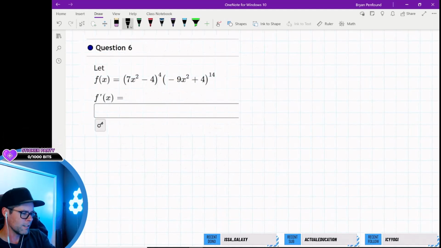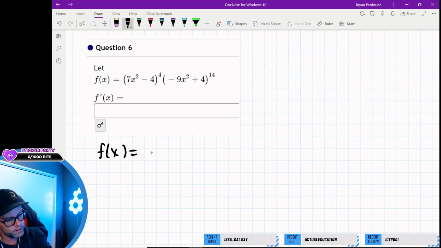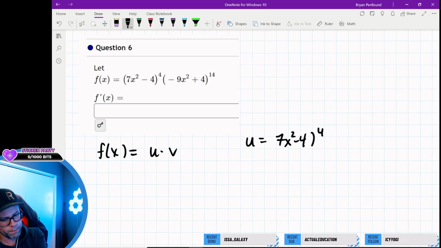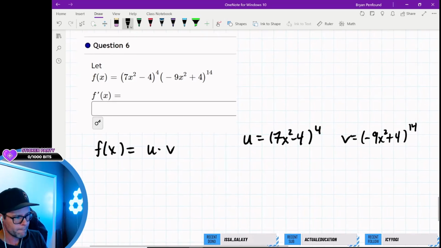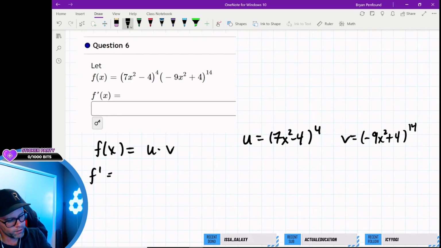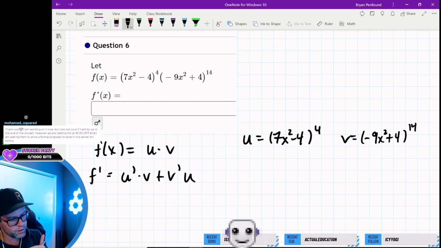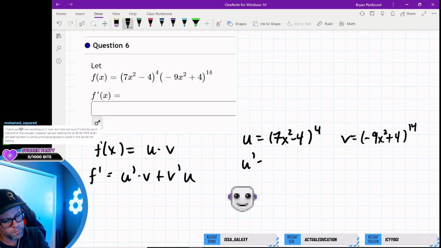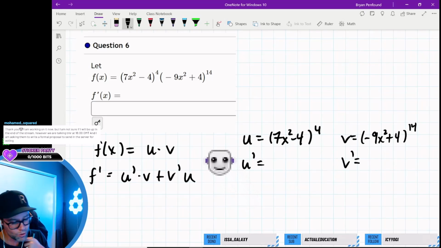Is there an easy way to deal with this? Man, we could probably say that this is like u times v, where u is equal to 7x squared minus 4, and v is equal to negative 9x squared plus 4 to the 14. And we know that if we want to find the derivative of f with respect to x, it's the derivative of the first times the second plus the derivative of the second times the first. So we need to find u prime as well as v prime, and we have to do that using the chain rule.